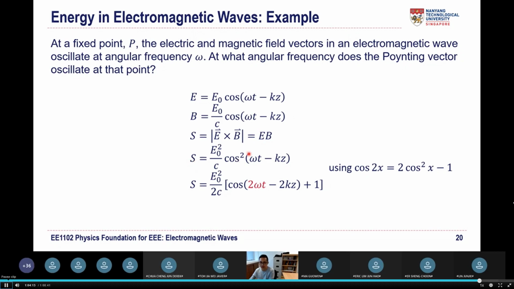Then if we multiply these two together, we end up having this for the magnitude of the Poynting vector, which is cosine squared. And if we use this trigonometric identity, then we can know that the S vector, or the Poynting vector, is going to be oscillating at 2 times the oscillation of omega t, the oscillation of the electric or the magnetic field. So the Poynting vector always oscillates at 2 times the frequency of the electric and magnetic field.